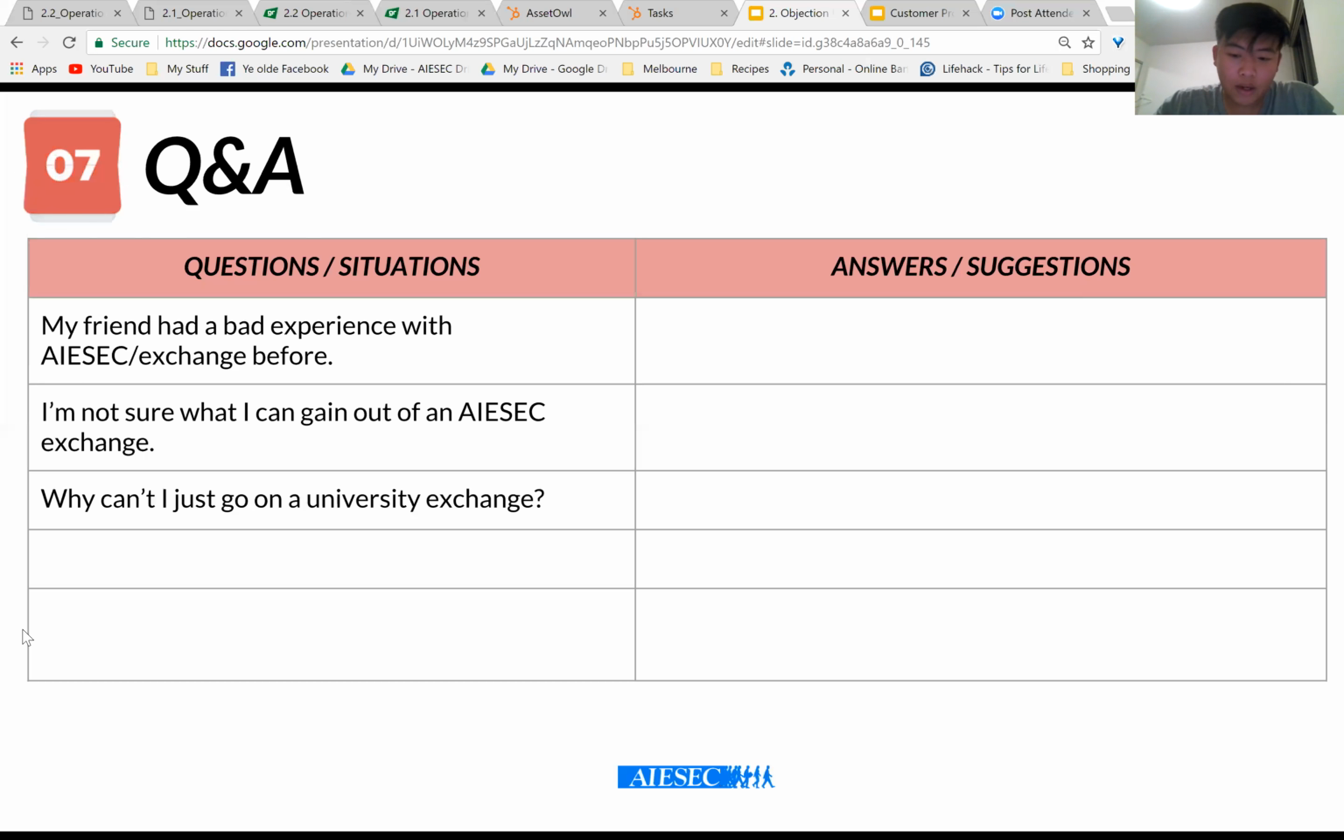And then finally, for what I have here: why can't I just go on a university exchange? I mean, this is pretty cut and dry as well. University exchange has its pros and cons, and Isaac exchange has its pros and cons. But at the end of the day, what we're doing in Isaac isn't what a university exchange does. So it's all about making that distinction in the first place and making sure that your EP understands what that value is.